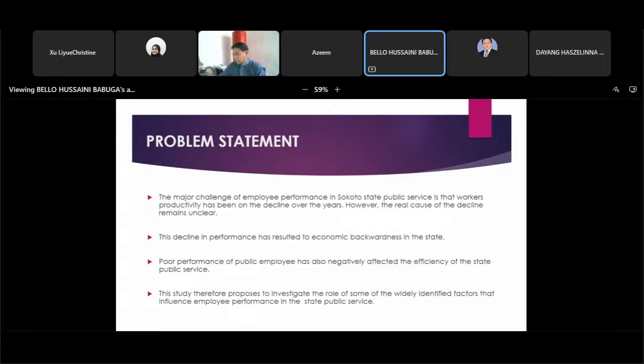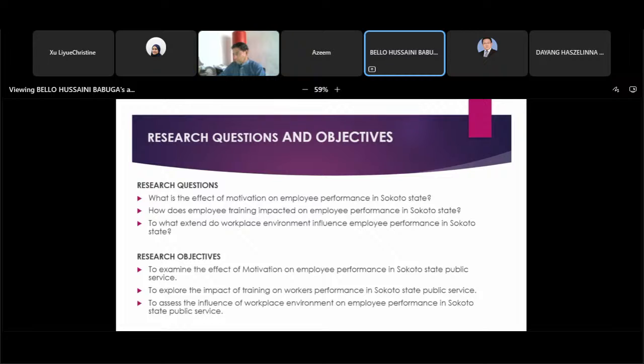This study therefore proposed to investigate the role of some of the widely identified factors that influence employee performance in the state public service. Research questions and objectives. Research questions. What is the effect of motivation on employee performance in Sokoto State? How does employee training impact employee performance in Sokoto State? To what extent does the workplace environment influence employee performance in Sokoto State?